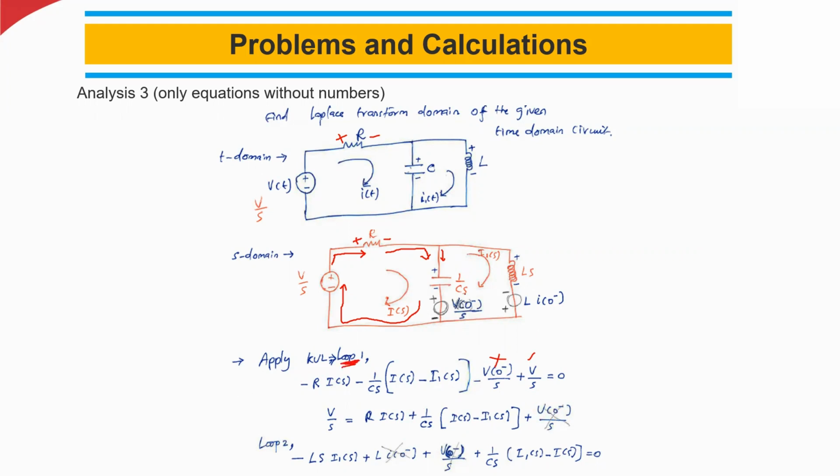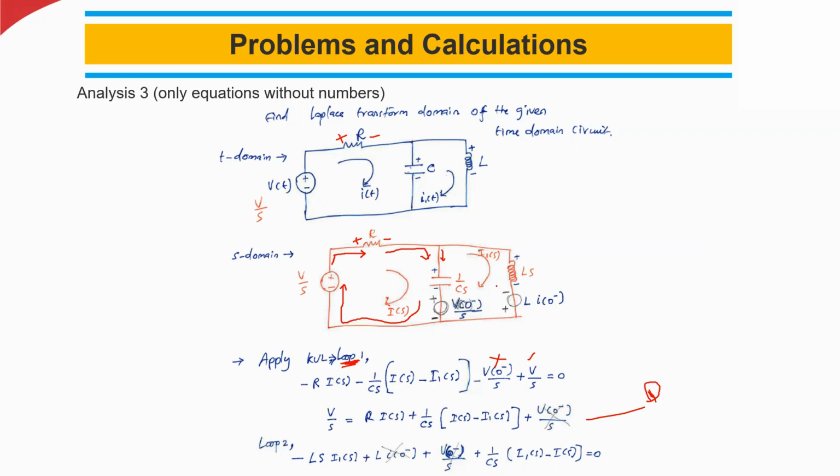Now I have to write the same kind of equation for loop 2. So this is the final equation for loop 1, and now I have to write the equation for loop 2. In loop 2, we have only one element, that is the inductor, and we have the capacitor here. Again I have to use the same technique. The current is flowing in this way, entering in the positive and exiting in the negative, so I have to write the minus sign. So minus LS, the impedance value, times I1 of S.